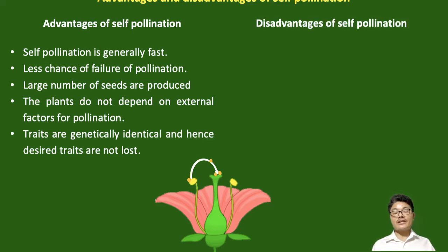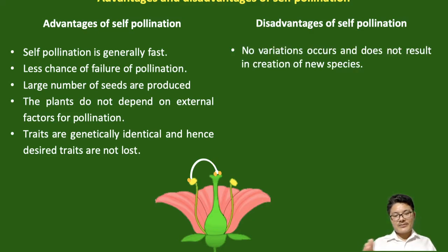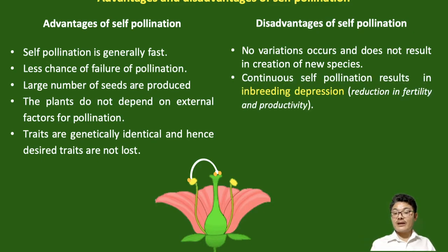Now let's discuss the disadvantages of self-pollination. As it occurs between flowers of the same plant, there is no variation occurring. If there is no variation, then there is no speciation happening. If there is no speciation, then there is no creation of new species. So no variation occurs and there is no creation of new species if self-pollination occurs.